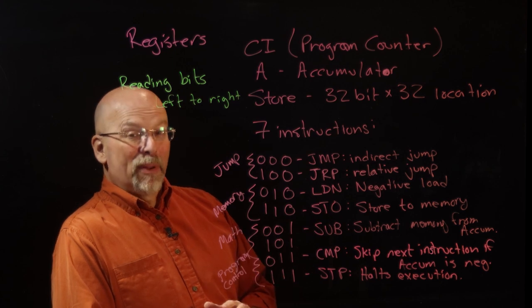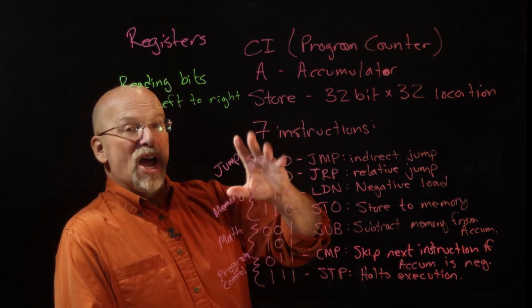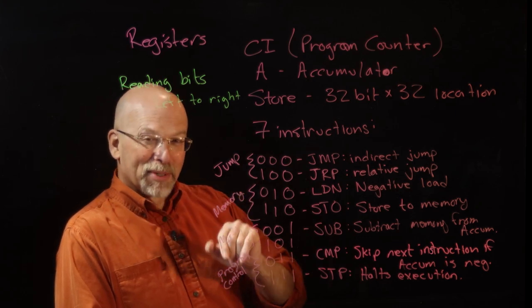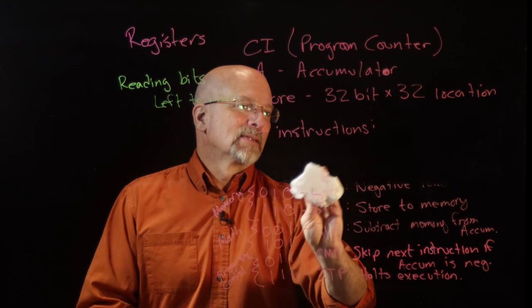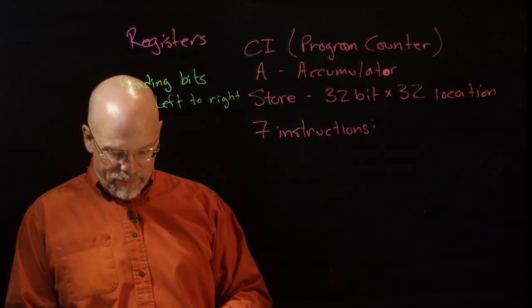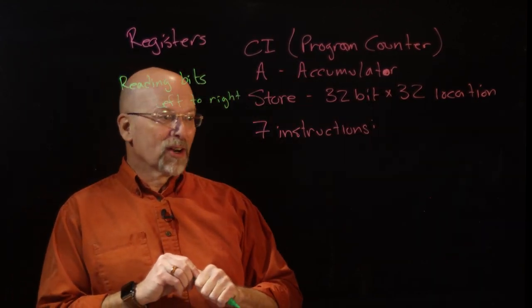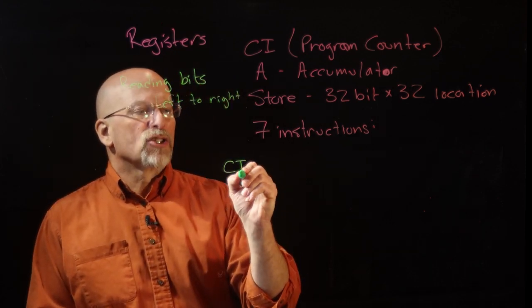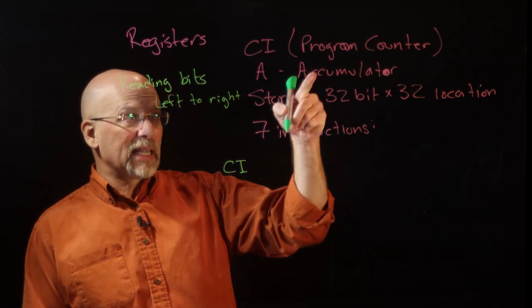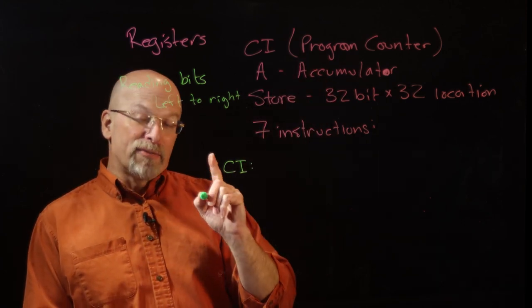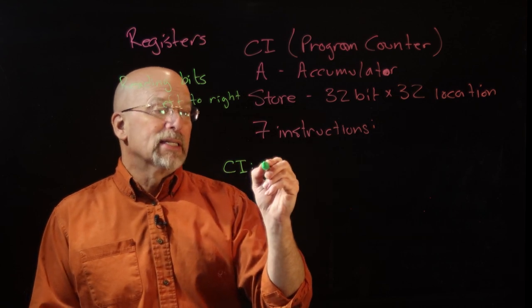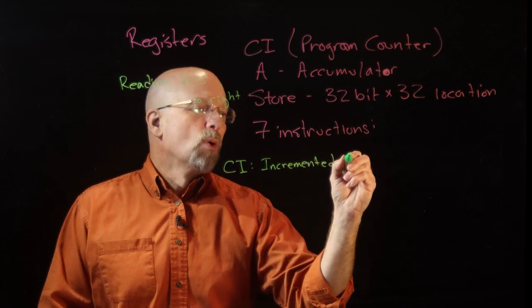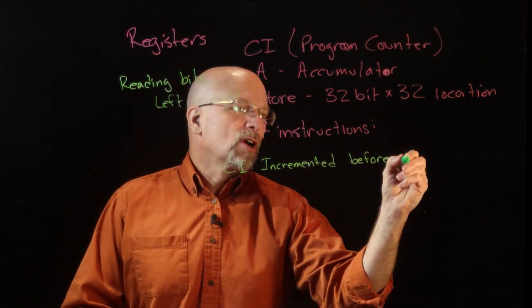Now, there are a couple of other things that you need to know about this machine before you can start programming it, but I'm going to make some room first. So, before we start programming with this, there are a couple of things that you need to know. First of all, the control, CI, and remember, it's acting as the program counter. The first thing that we need to know about the control is that it is incremented before executing an instruction.